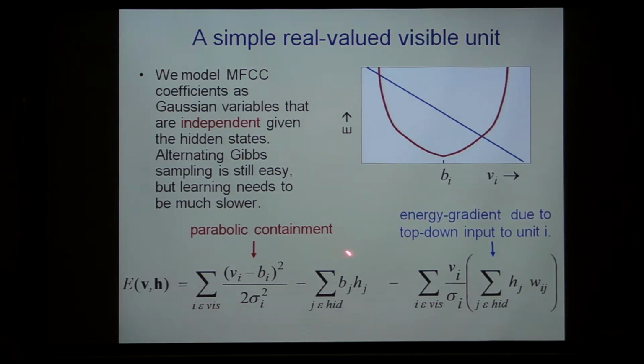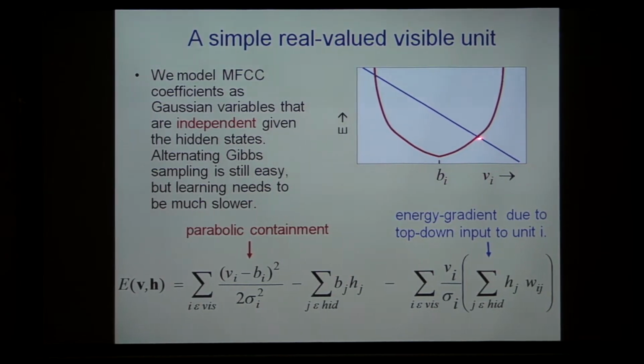And if you think about the top-down input that comes from the binary hidden units to the visible units, it's going to be the derivative of the energy with respect to v_i, which is going to be the sum of the hidden units times the weights, scaled by this standard deviation. And so that derivative is going to look like this. It's going to say that as v_i changes, the energy changes, and the most likely state for v_i is going to be where these gradients are equal and opposite, so about here. Okay, so that's a linear visible unit.